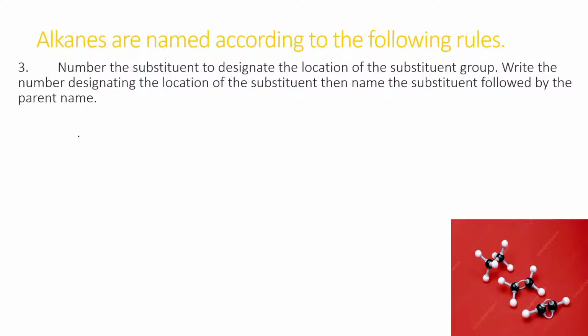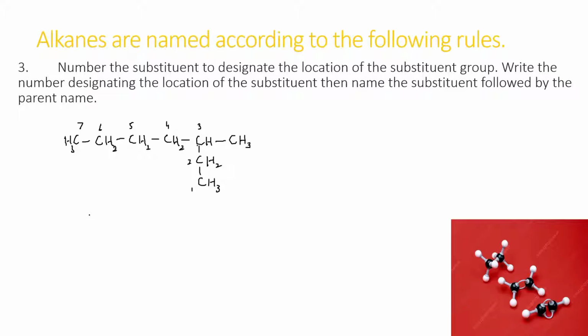So I am writing an example like CH3, CH2, CH2, CH2, CH, CH3, and here I have CH2 and CH3. Again, I'll start counting from here: 1 2 3 4 5 6 7. So that means the chain is of 7 carbon atoms, and my substituent is attached at carbon number 3.